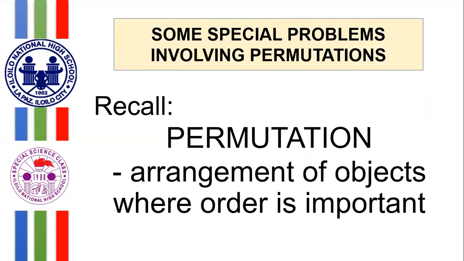Let us recall that when we speak about permutation, it refers to the arrangement of a finite number of objects where order is important. That is, if you swap places or positions of any two elements at least, then that becomes a different arrangement. For example, 1 2 is different from 2 1. So here order makes a difference in terms of meaning. And today I will be exploring some problems that involve such.